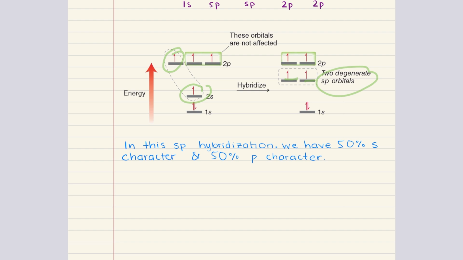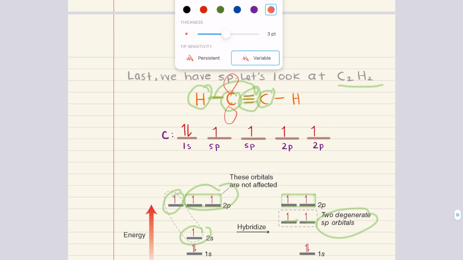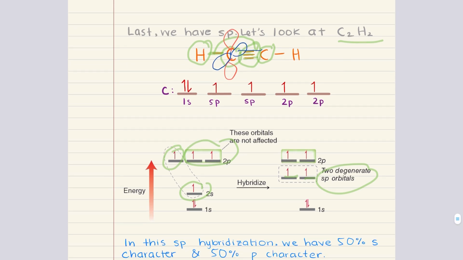Unlike sp2 hybridization, where one p orbital remains unhybridized, in sp hybridization, we actually leave two of the 2p orbitals unhybridized. And this is because we need to form that triple bond. These two remaining p orbitals are going to be oriented perpendicular to each other, and they are going to form the pi bonds that are necessary to form a triple bond.